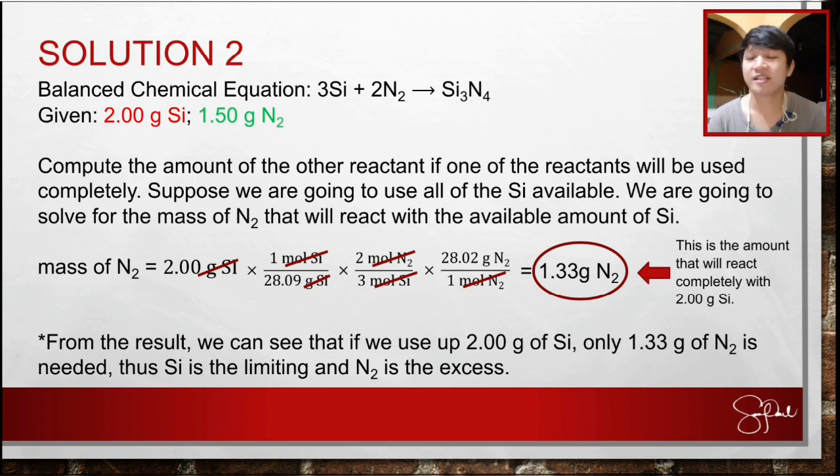So, it is very clear that if we're going to use 2 grams of silicon, some of the nitrogen gas will not be used. Because if we compare, what is needed is 1.33 grams and what we have is 1.5 grams of nitrogen. So, our excess is nitrogen and our limiting is silicon. I hope you understand that part.